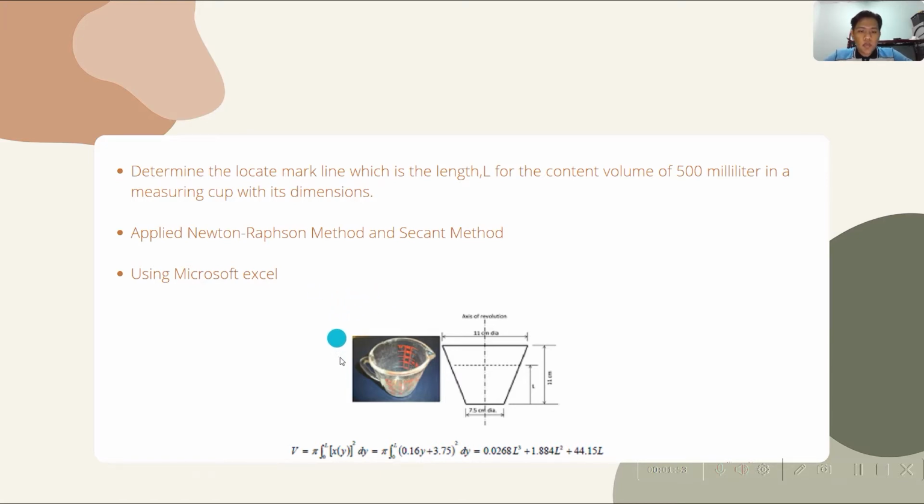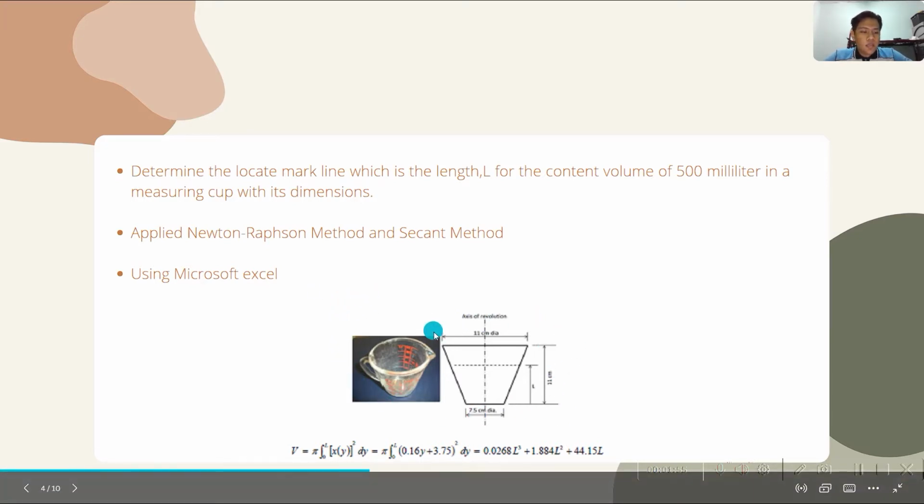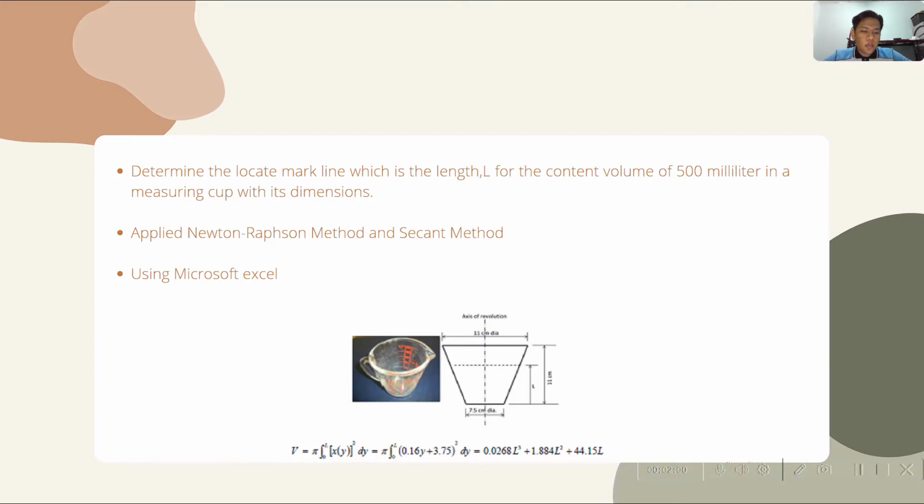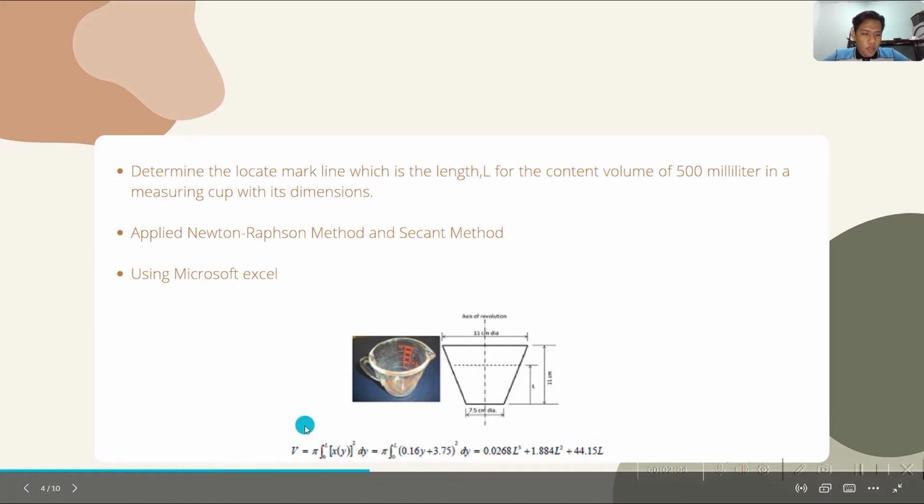As we can see in the figure above, this is the content volume of 500 milliliters in a measuring cup, and here is the equation given.